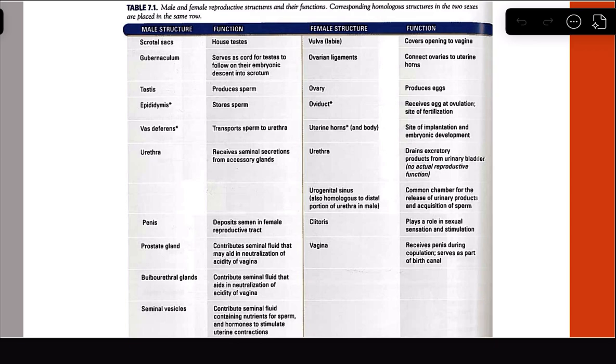And if there isn't an analogous structure, if there isn't a corresponding homologous structure, then they won't share the same row, right? Seminal vesicles. There's nothing like a seminal vesicle over there, or at least nothing that we can see on the Mink, right?